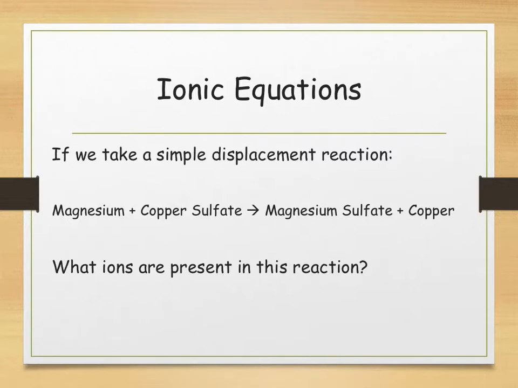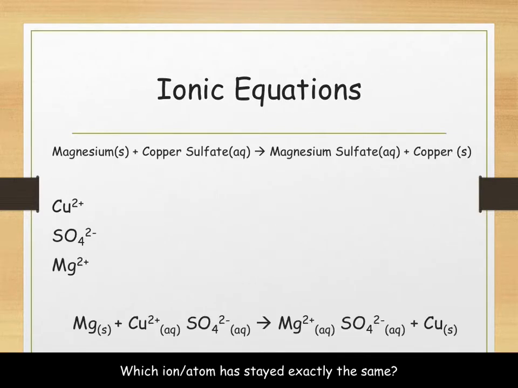For example, we have magnesium and copper sulfate going to magnesium sulfate and copper, a nice simple displacement reaction between the magnesium and the copper. So what ions are present in this reaction? In this reaction, we have 3 ions present. We have our copper, our Cu2+, our sulfate, our SO42-, and our magnesium, our Mg2+.